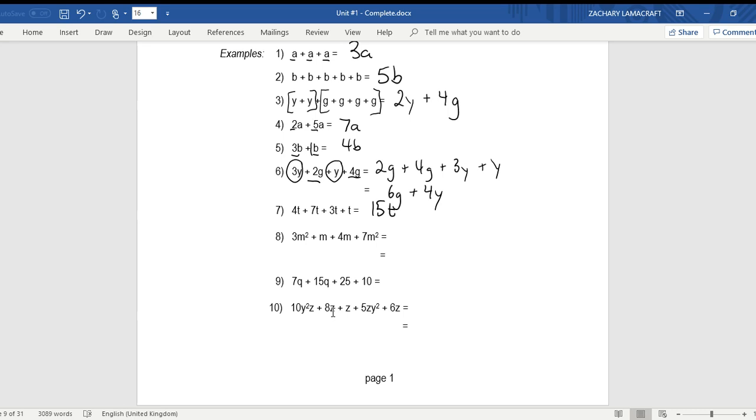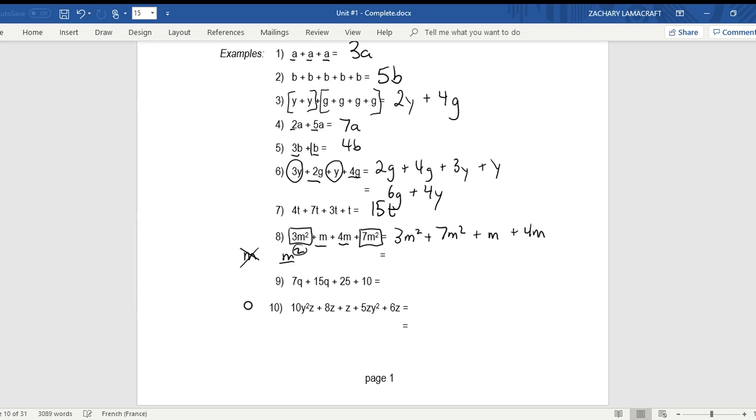And now we've got one that's a little trickier because we have m's, they're all m's, but one is an m and one is an m squared. Remember, they need to have both the same variable and the same exponent. So these are not the same. So 3m squared and 7m squared are going to be together, and then our m's are going to be together. So 3m squared, if we rewrite it, plus 7m squared plus m plus 4m.